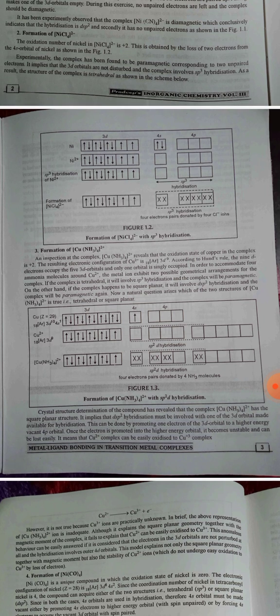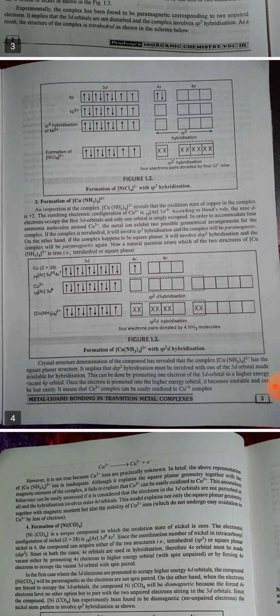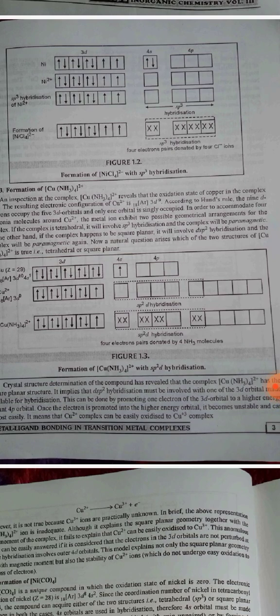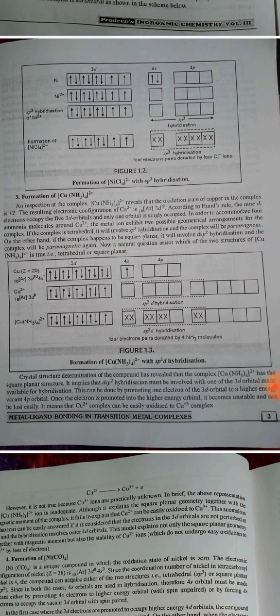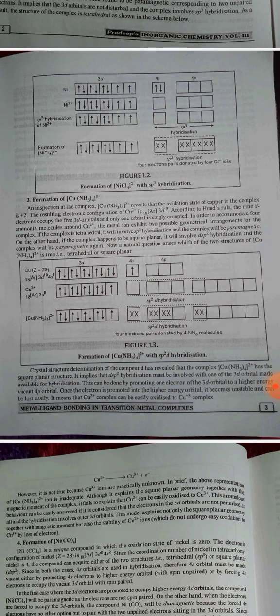Third, formation of [Cu(NH3)4]2+. An inspection of the complex [Cu(NH3)4]2+ reveals that the oxidation state of copper in the complex is +2. The resulting electronic configuration of Cu2+ is argon 3d9. According to Hund's rule, the 9 d electrons occupy the five 3d orbitals and only one orbital is singly occupied.